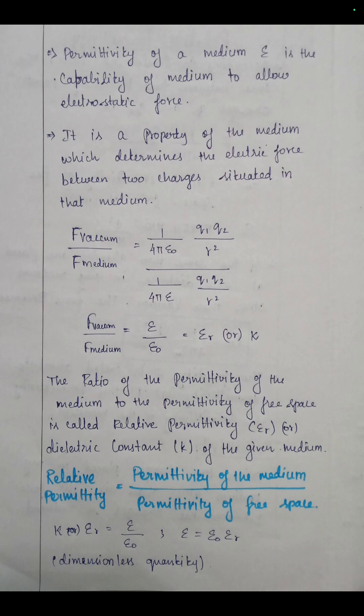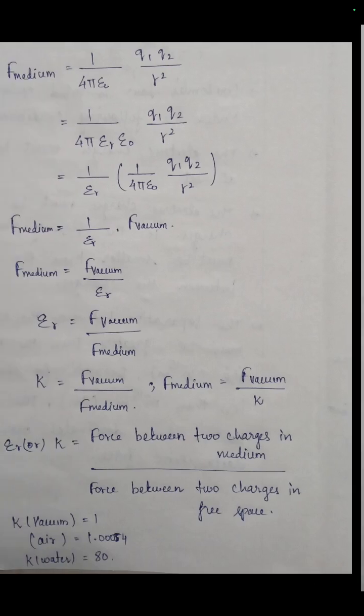How can we define relative permittivity or dielectric constant? It is the ratio of the permittivity of the medium to the permittivity of the free space. That means epsilon r is equal to epsilon divided by epsilon naught. From this we can write epsilon is equal to epsilon naught epsilon r. It's a dimensionless quantity. It is simply a number. There is no unit for this.